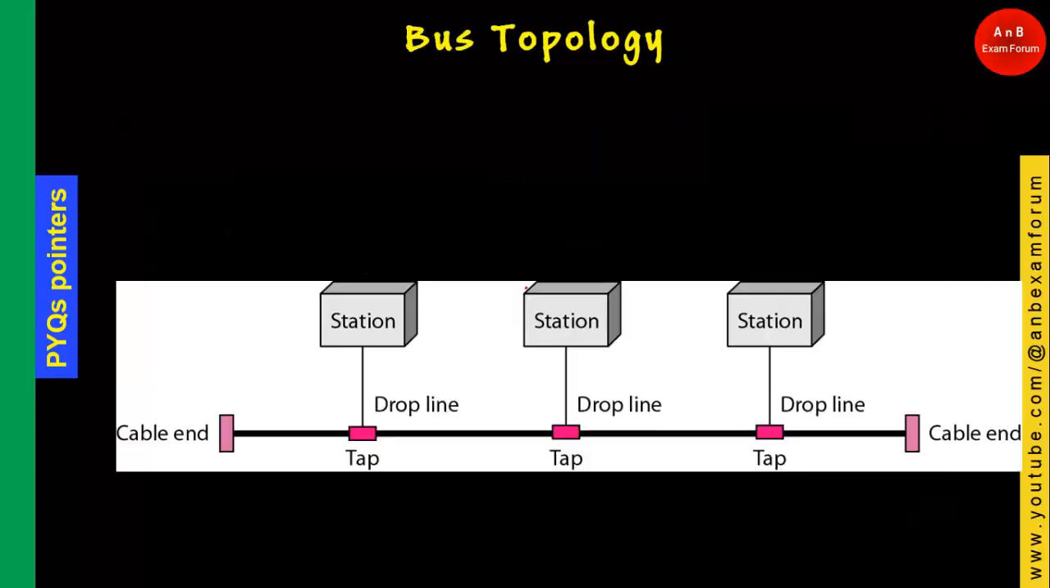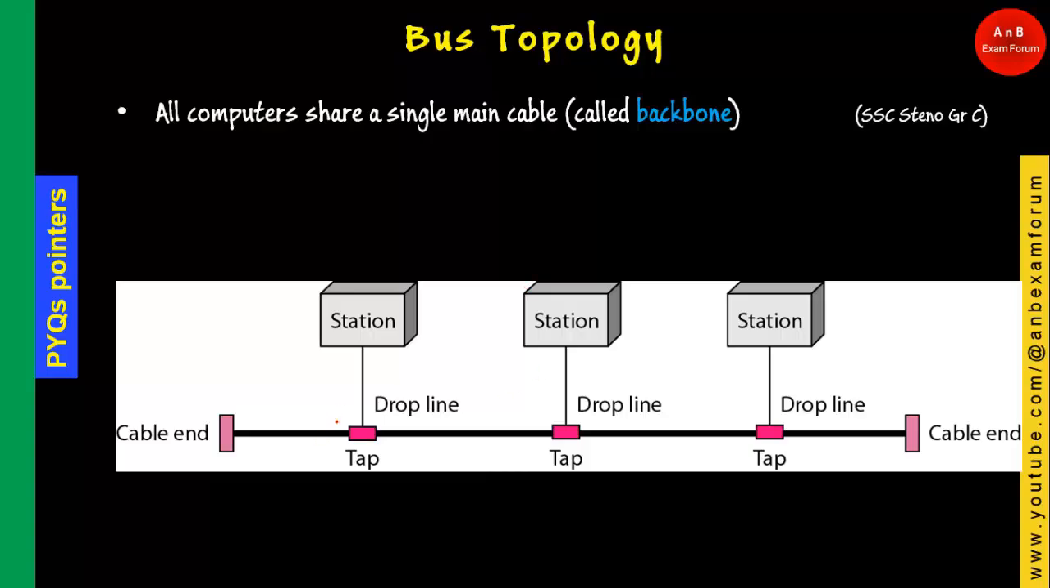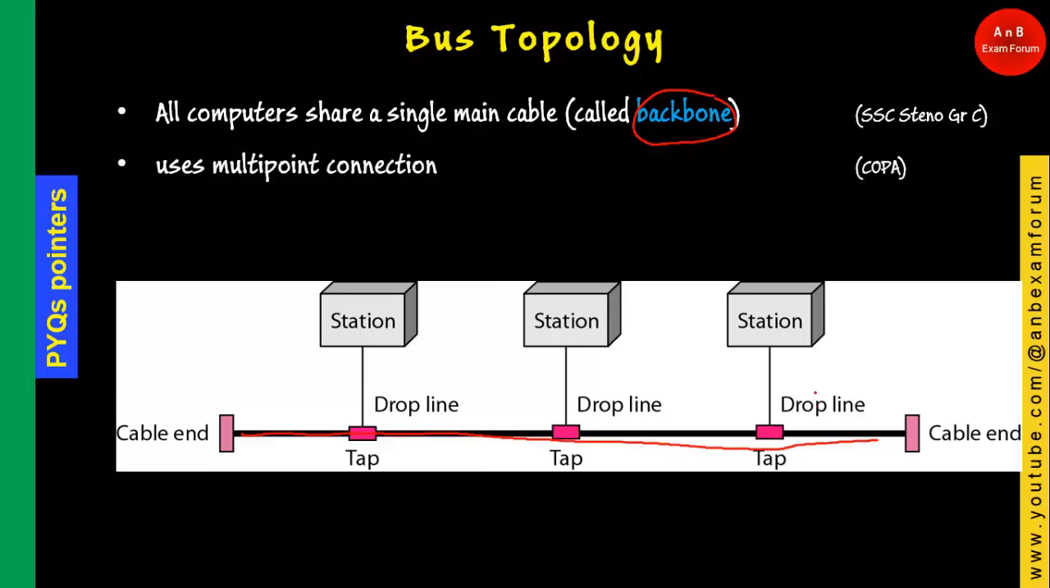Let's see the next one, the bus topology. So let's see what the characteristics of bus topology are. Here, if you see, all the computers or the stations or the nodes are connected on a single cable. Okay, and this single cable is called the backbone. All these computers are connected to this single main backbone cable. And it uses multi-point connection. We have seen two types of connection: one is one-to-one connection and the second one is multi-point. So here multiple points, the stations are connected.